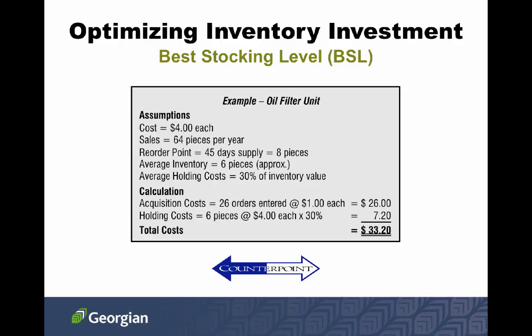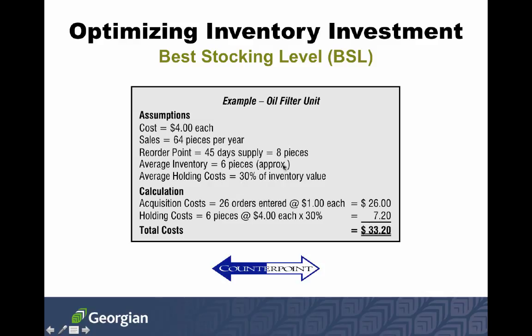Now let's look at a best stocking level example for a fairly low cost part. Let's say it's that oil filter that we calculated a moment ago. It costs $4 each. That's my dealer net price. I have 64 pieces per year of demand. And my reorder point I've calculated as 45 days supply, or 8 pieces. My average inventory during the course of the year would be 6 pieces, and please take my word for that, and also for the number of orders that this would require. I've done a simulation, and that's how it came out.